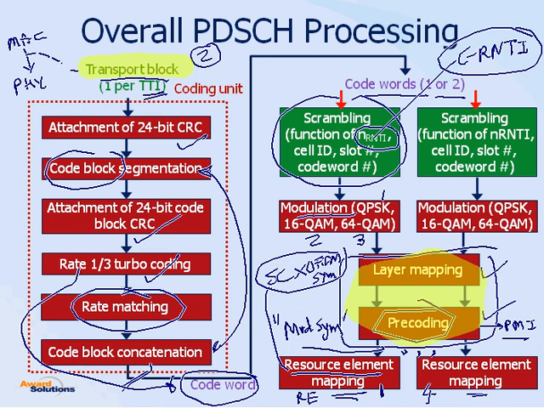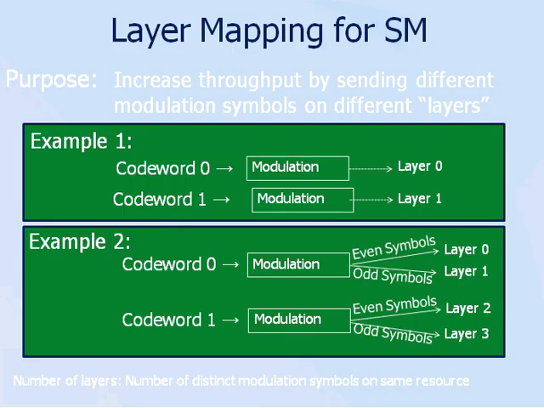Okay, in more detail, we will take a couple of examples of that. We will consider layer mapping and pre-coding for spatial multiplexing. If you want that for transmit diversity, we have some additional information section in the session, so you can look at that whenever you have a chance. But we'll consider spatial multiplex.